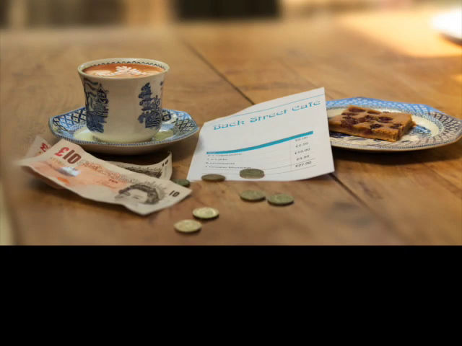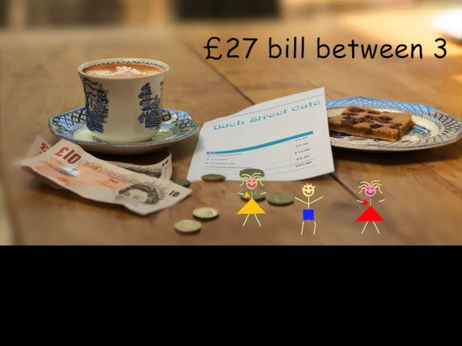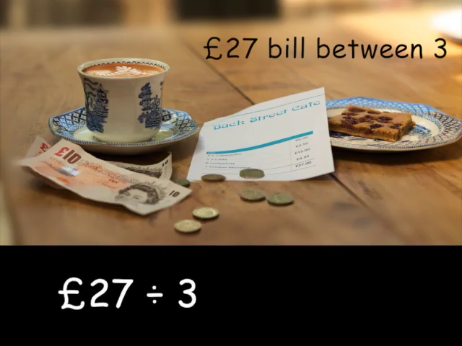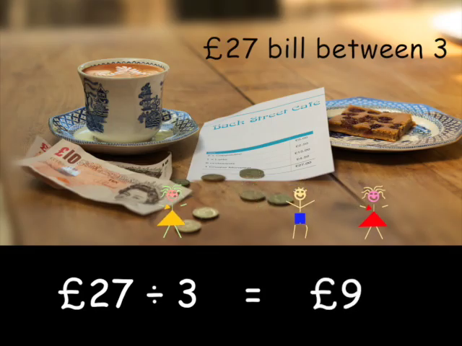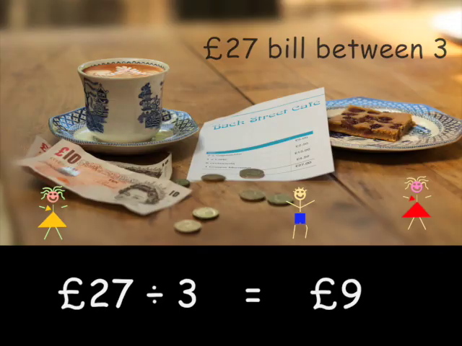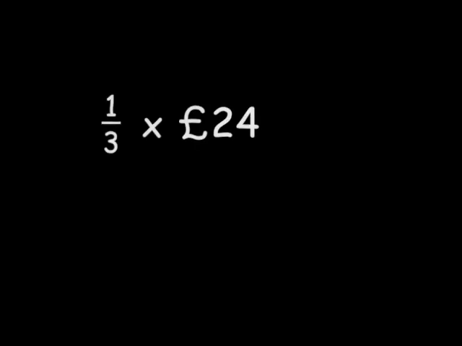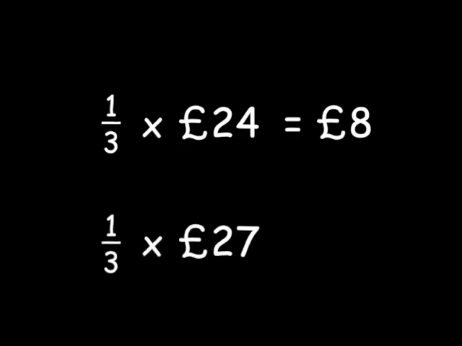Here's another example. If 3 friends want to share equally a cafe bill for £27, they must first find out what is a third of 27. Divide 27 by 3, which gives you £9, so that's what they each must pay. By the way, you need to know that in maths you represent the word of by a times sign. So the last 2 examples can be written 1/3 of £24 is £8. 1/3 of £27 is £9.